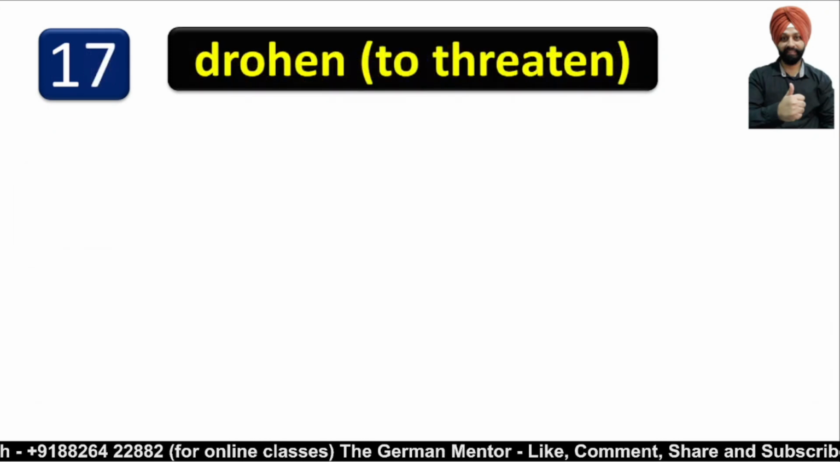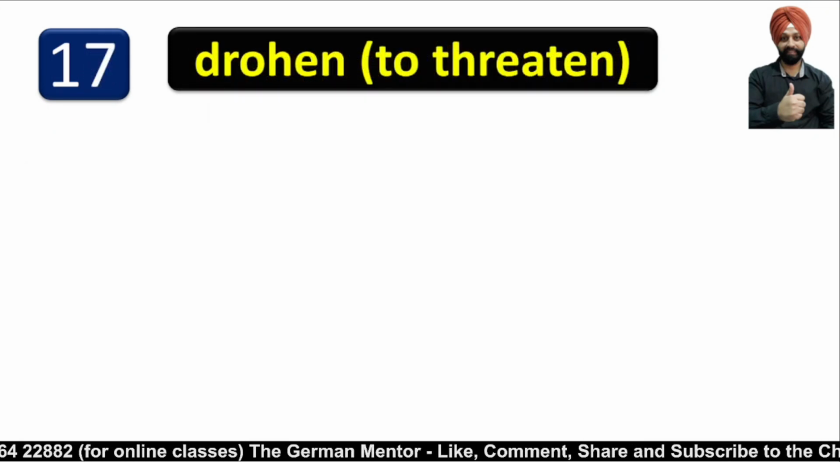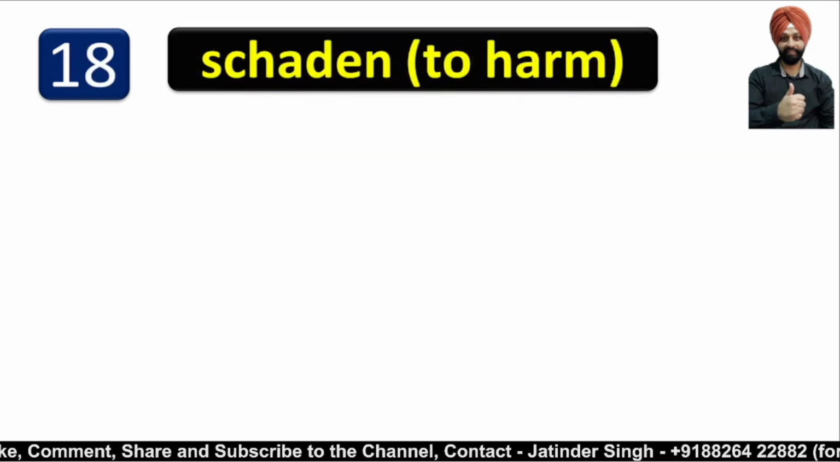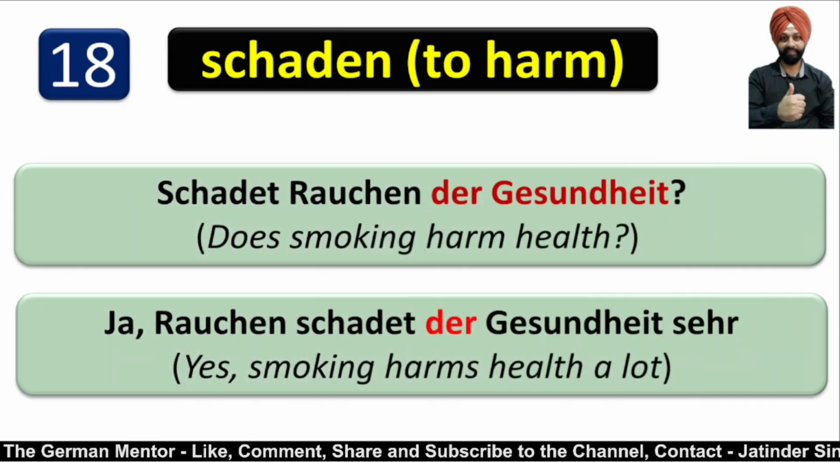Jetzt gehen wir weiter. Nummer 17, drohen, which means to threaten. Zum Beispiel, droht dir dein Chef manchmal? Nein, er droht mir nie. Nummer 18, schaden, which means to harm or to damage. Zum Beispiel, schadet Rauchen der Gesundheit? Ja, Rauchen schadet der Gesundheit sehr. In this example, I have used the noun instead of Personalpronomen or possessive pronomen.